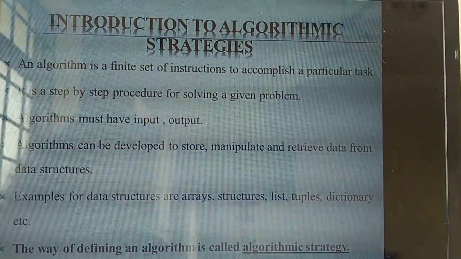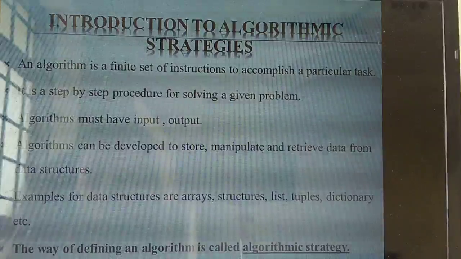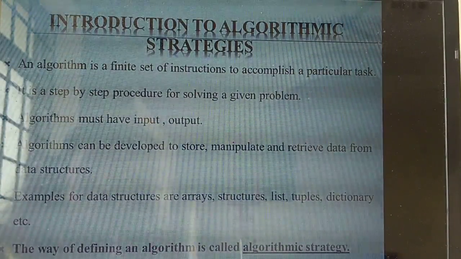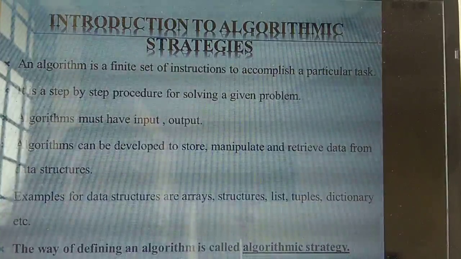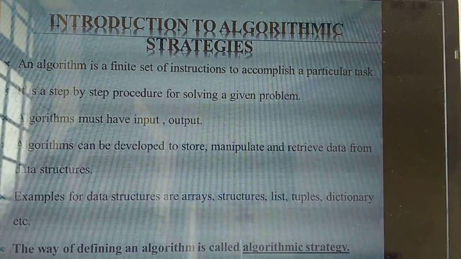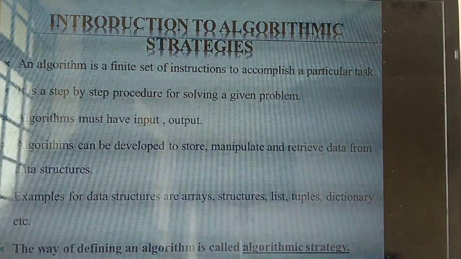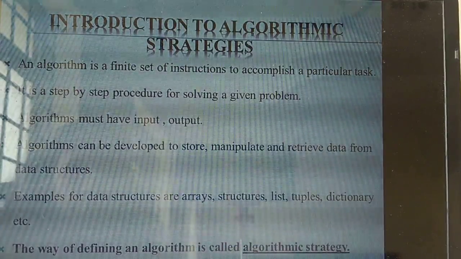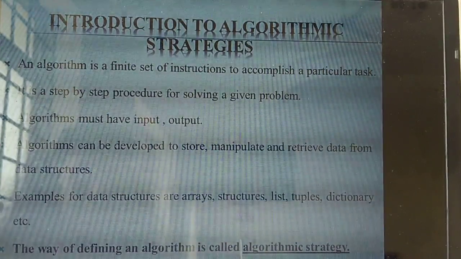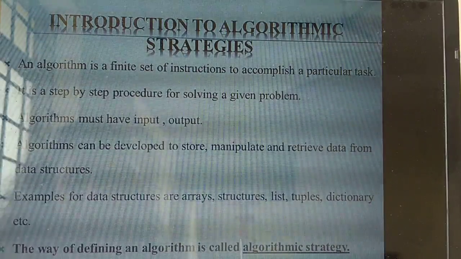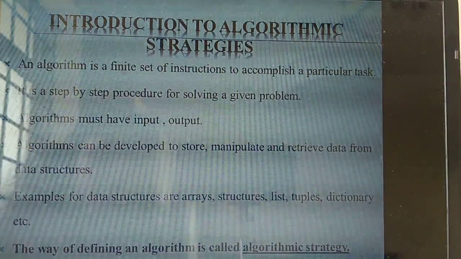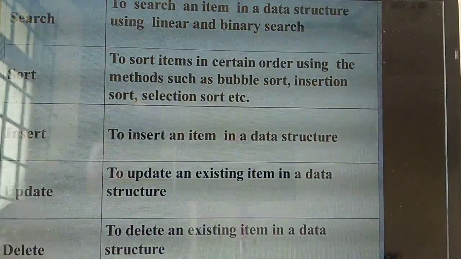Understand? So what are the things you have studied in algorithm? An algorithm is a step-by-step procedure, that means a finite set of instructions to accomplish a particular task. It is a step-by-step procedure to solve a particular problem. An algorithm must have proper input and output. Algorithms can be used to store the data, manipulate the data and retrieve the data from data structures. Examples are arrays, structures, and the way of defining an algorithm is called algorithmic strategy.